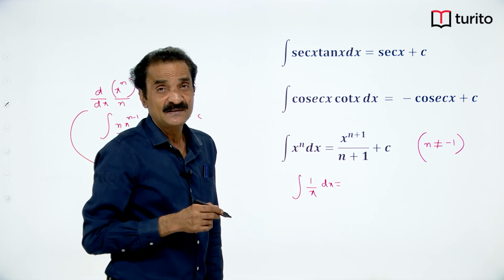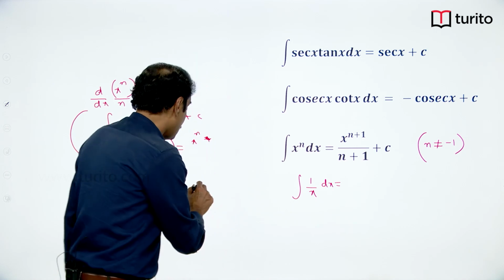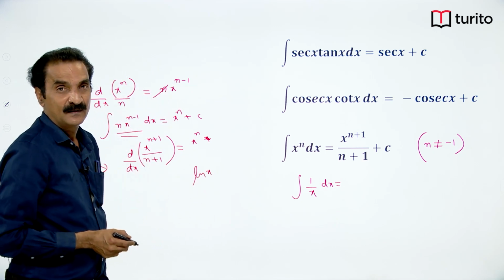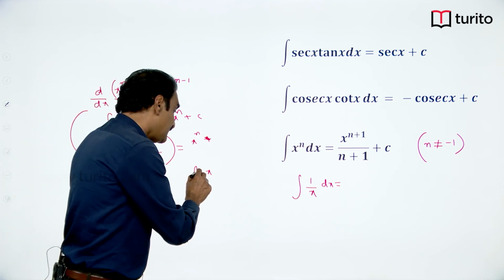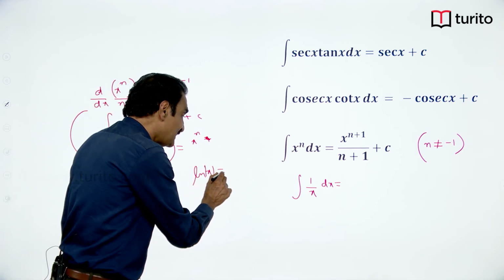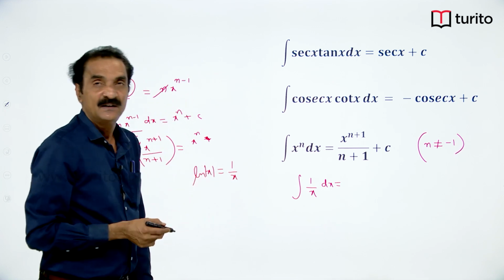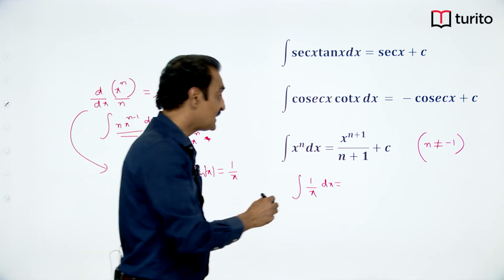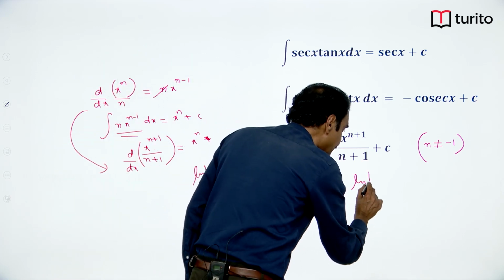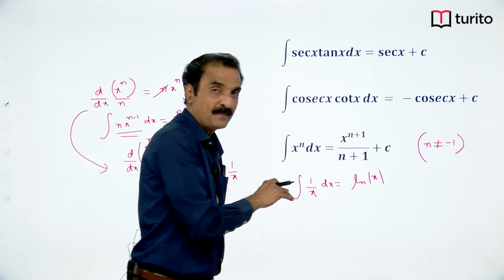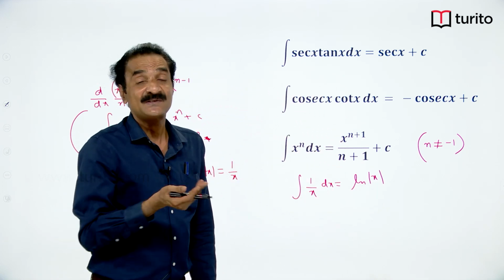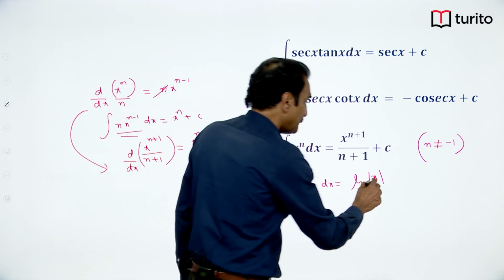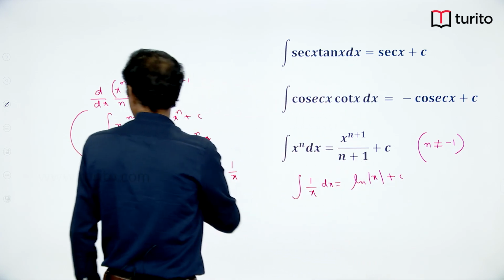And you know that 1 by x is the derivative of log x, natural logarithm of x. And the derivative of ln mod x is also 1 by x. So, when we use it as antiderivative, we write integral of 1 by x as ln mod x, because in 1 by x, x can be negative also, but ln x is not defined when x is negative. That is why we have to take mod x plus c.